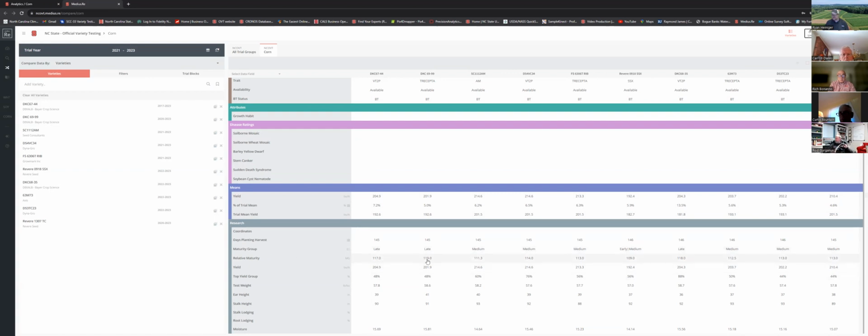So 117 day, 119 day, that should be 111 or 112. I think there's a typo in there. All of your relative maturities are here, so you can go back in and make sure that that's the maturity that you're looking at. Again, because we're looking across multiple years.